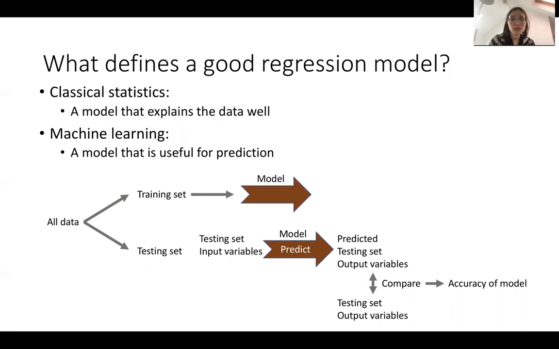So what defines a good regression model? Well, in classical statistics, you want to build a model that explains the data as well as possible. However, from the machine learning perspective, you want a model that is as useful as possible for making predictions. Recall from the previous weeks that in supervised learning, we often split our data into a training set, which we use to build a model, and then we test the model on a testing set, and we use that to measure the accuracy of the model. Well, we'll probably do the exact same thing here with regression.